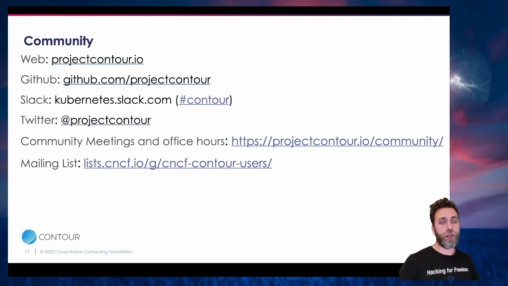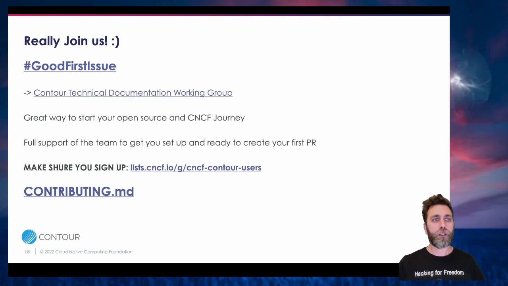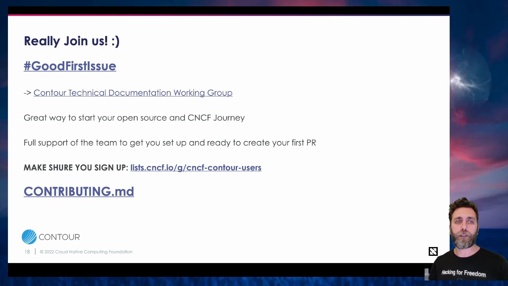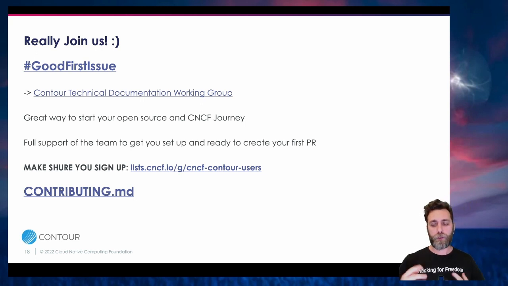You can join our mailing list, which will give you insight into all the releases and all the discussions around the project which are not made in Slack or in GitHub. So really join us. We have a bunch of good first issues in GitHub. You can find them at the link there. You can work on them if you are just starting to learn Go, or you feel more comfortable with Go and you want to touch something bigger than your hobby project. Contour is very welcoming, and you can always find some stuff that you can work on.